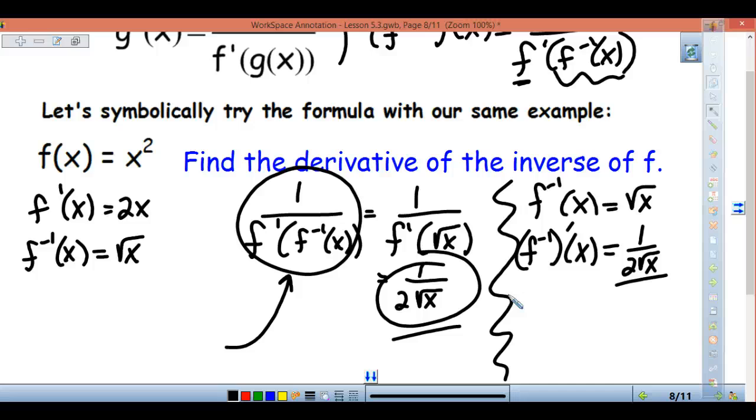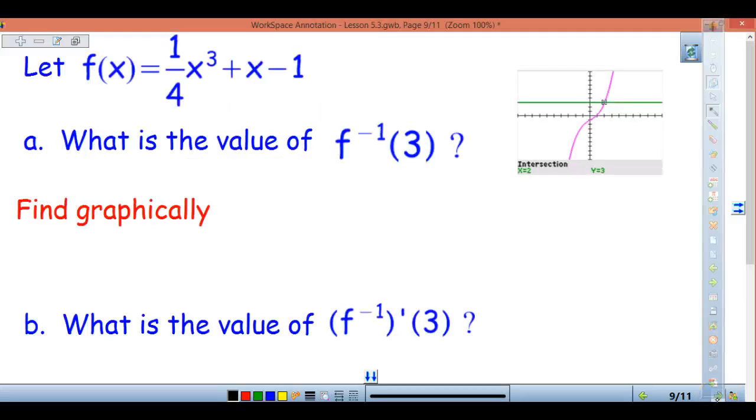So I am going to practice using this notation just so that we have a better understanding of that. Let's look at some function f of x equals 1/4 x cubed plus x minus 1. We're going to find the derivative of the inverse at 3, so that's our ultimate goal.